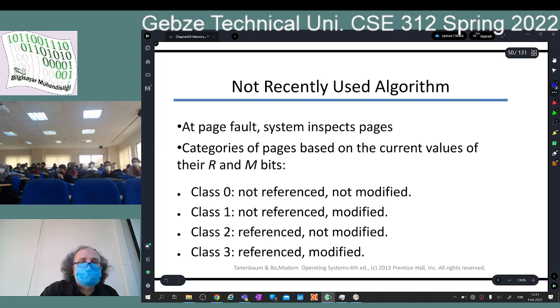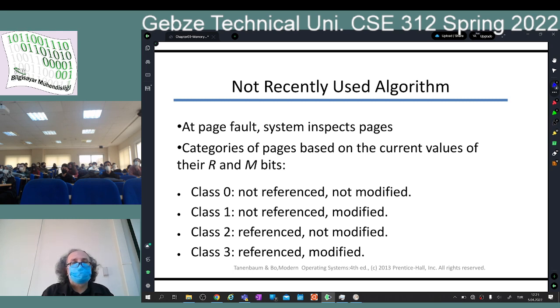Class 0 is this: if a page is not referenced and not modified, it is class 0. Class 1 is a page not referenced but modified. Class 2 is referenced but not modified. Class 3 is referenced and modified. Okay? So I have 4 different classes of pages.